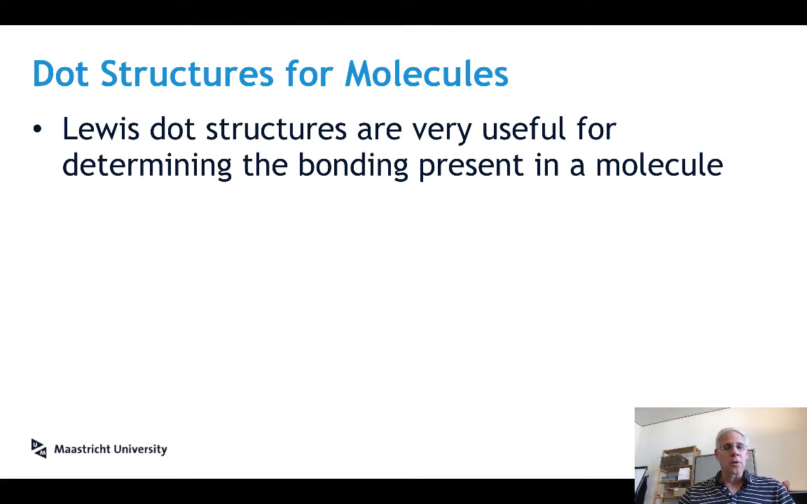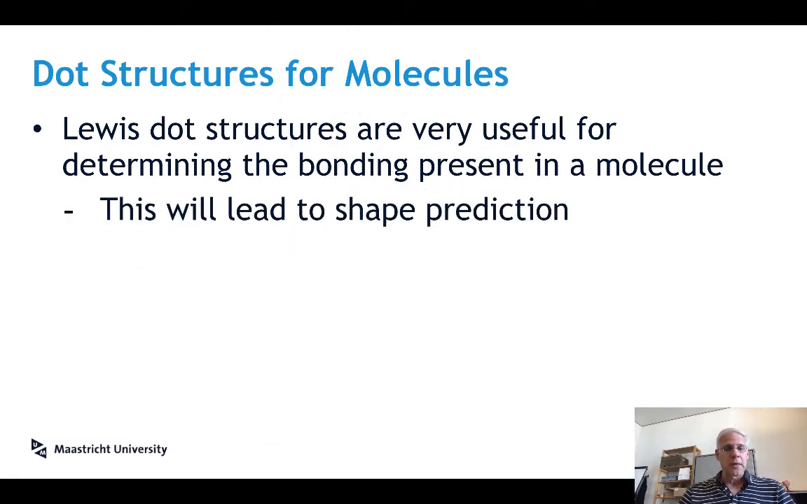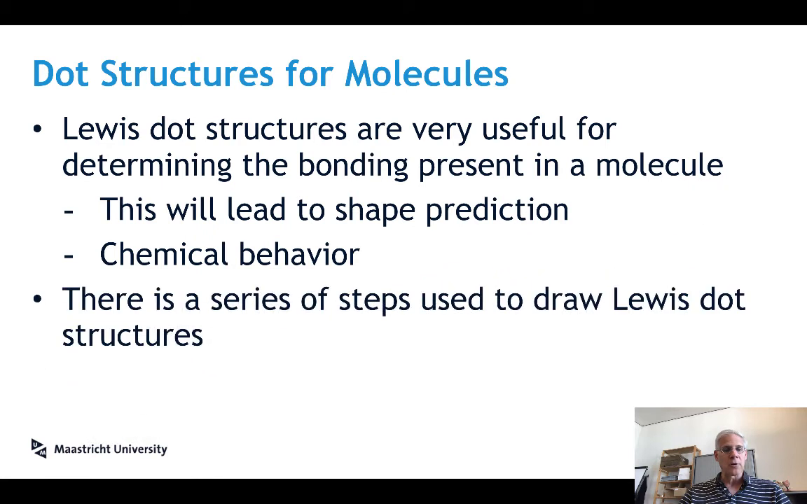Now, if we want to look at molecules, as opposed to ionic compounds, which is what magnesium fluoride is, molecules generally want to share electrons, and the Lewis dot structures are very useful for helping us determine the bonding present there. Once we figure out what the bonding is, we can figure out what a shape might be, so we can predict our shapes. Once we predict our shapes, it helps us predict chemical behavior and some other properties of these different molecules.